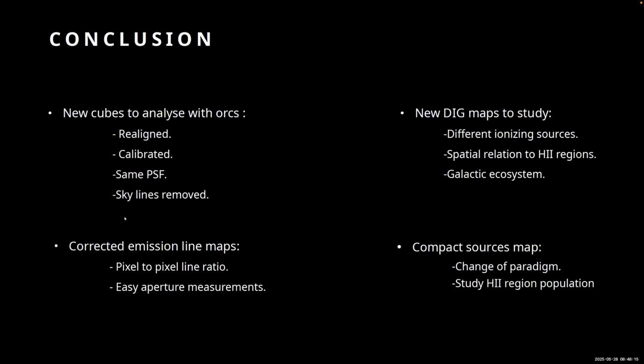So as a conclusion, I'll say we now have new cubes to release with new calibration, realigned. I did not mention, but we can match the seeing in order to have pixel by pixel studies. We have corrected emission line maps also. We have a new DIGS map, so I think this is the first time we have such a map where we can really start to do science on the diffuse ionized gas, look how it behaves with the different sources. And that's it.